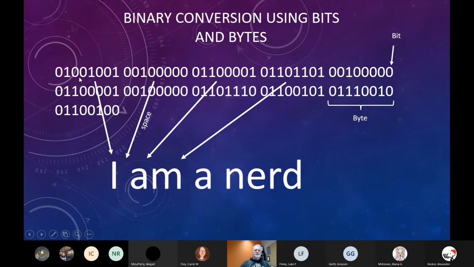This 0100001 is a capital I. This 0010000 is a space. This is the only one I've got memorized. For your homework assignment, it goes faster if you memorize it too. This is a space, then A, M, here's another space. These 11 bytes make up this phrase, I am a nerd.